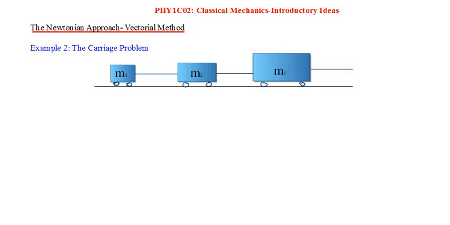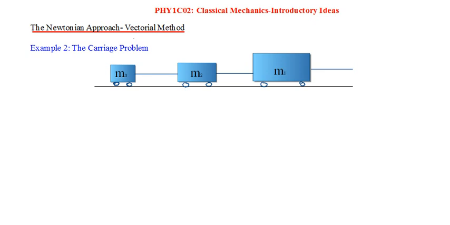So having discussed the Atwood's machine problem, let's do another standard problem by using the Newtonian approach, by the method of free body diagrams. So this is the carriage problem, also known as the railway carriage problem. Here you can see I have considered three connected bodies having masses m1, m2 and m3. Let's consider them to be some sort of railway carriages. Now they are all connected by some chains or strings which are able to transmit some tension.